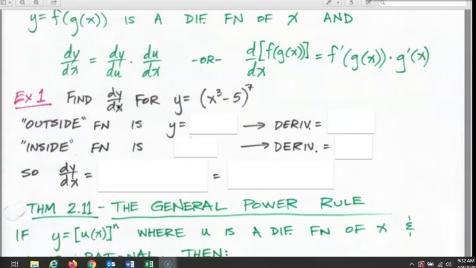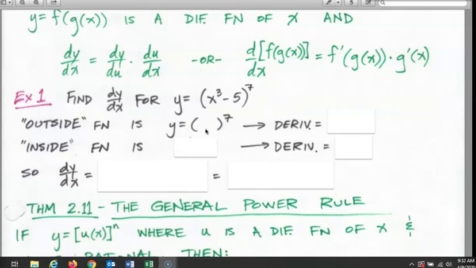So here we go. Example 1. Find dy/dx for y equals the 7th power of x cubed minus 5. For every time we do the chain rule, we want to identify the outside function and the inside function. The outside function is basically just something raised to the 7th power.